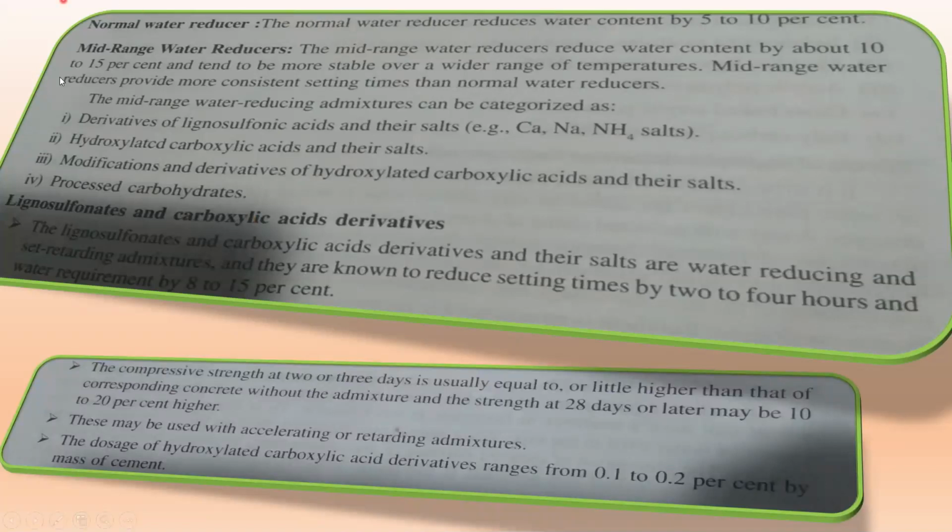Further you can tell plasticizers are classified under normal water reducer, where your water content can be reduced by 5 to 10%. If you want to reduce it by 10 to 15%, then you can go with a mid-range water reducer. Examples are hydroxylated carboxylic acid, derivatives of lignosulfonic acids, and so on. And these are the advantages of using the plasticizer. You can try to note it down.